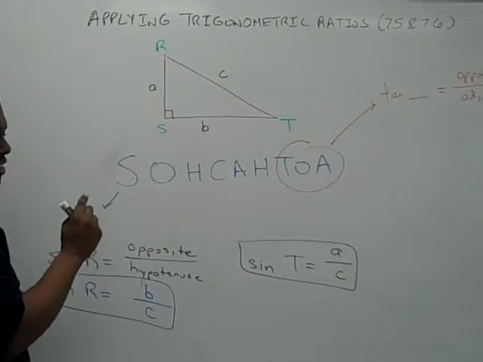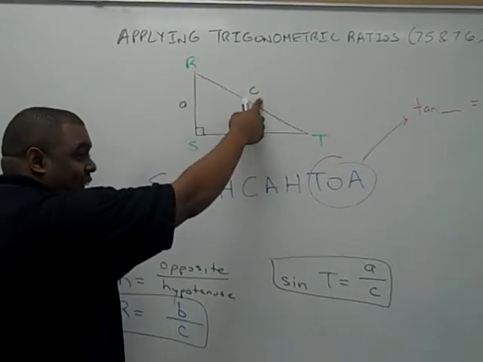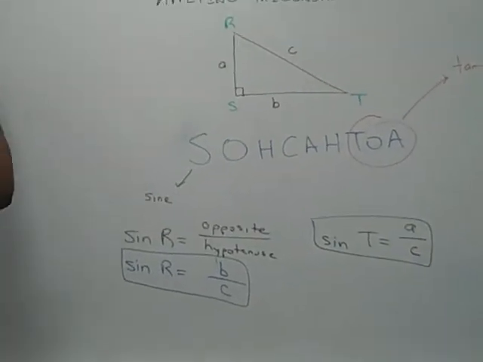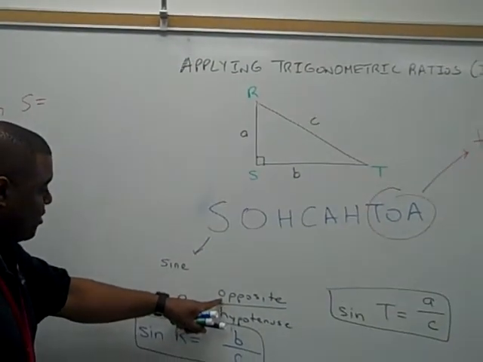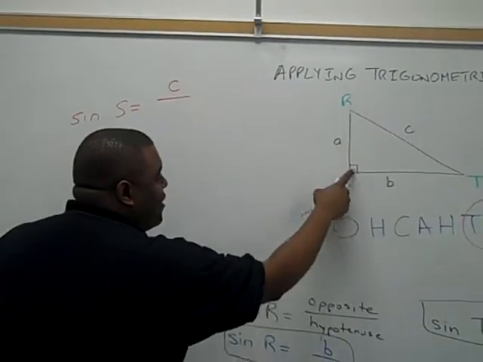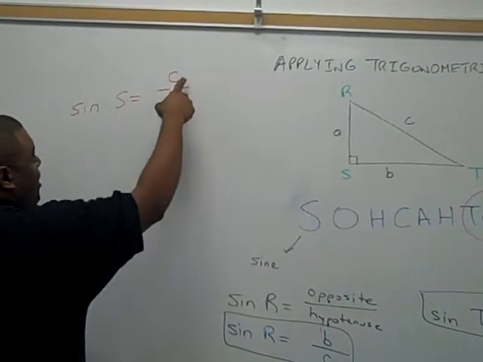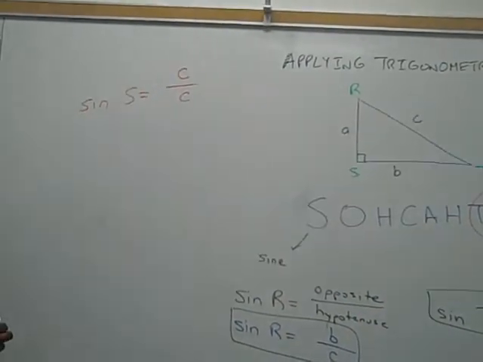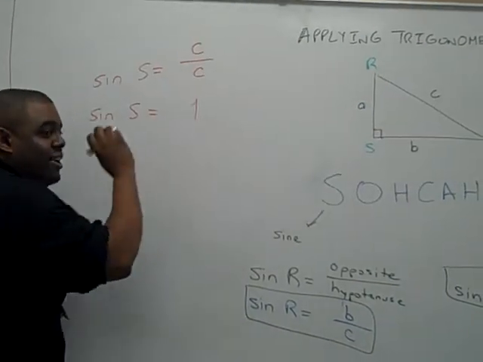But here's the kicker on this one. What is the opposite of angle S? It's the hypotenuse, isn't it? So if I want to write the ratio for the sine of angle S, I would be doing the opposite, which is C, over the hypotenuse, which is C. So the sine of S, which is the right angle, is C over C. But what does C over C equal? That's right. The sine of S is 1.